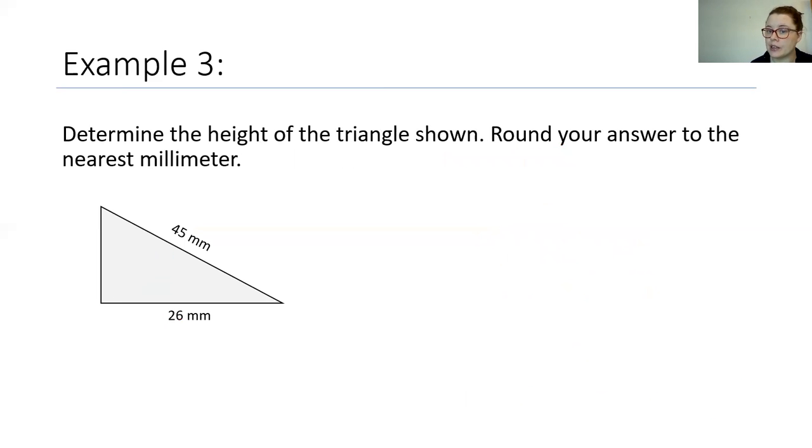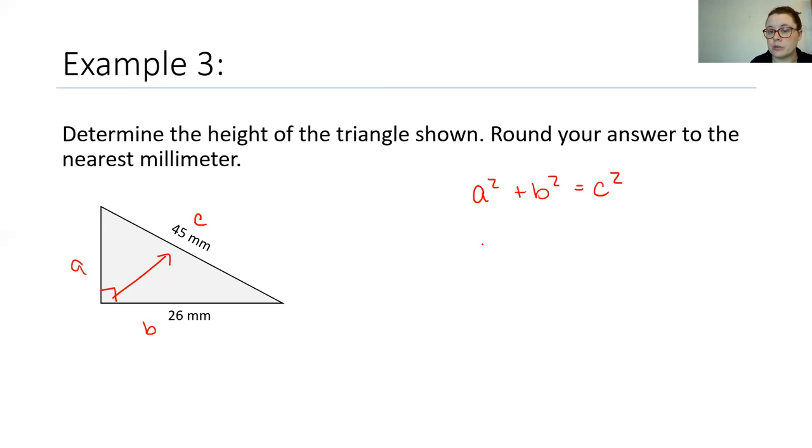Example 3, determine the height of the triangle shown. Round your answer to the nearest millimeter. So no need to do any conversions here because we have millimeters already. So let's just get our formula ready. A squared plus B squared equals C squared. Label our triangle. So there's my right angle, and this is C. We can call this A and this B. It doesn't really matter which one you label.